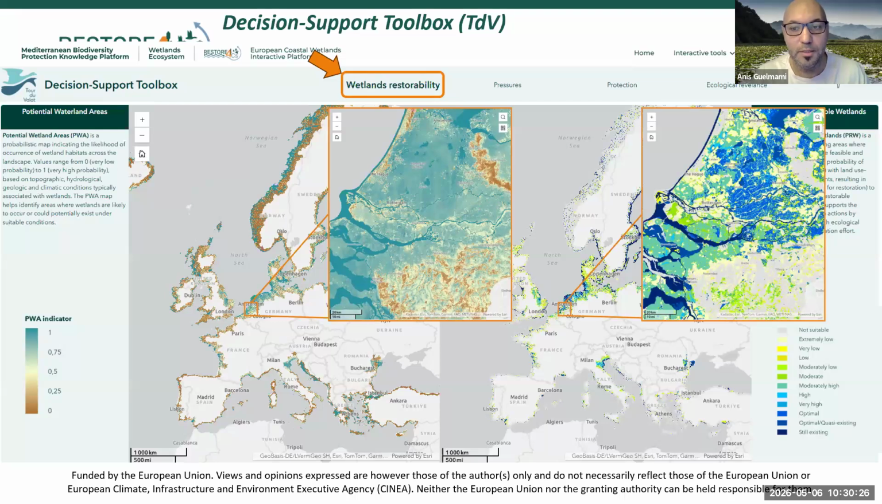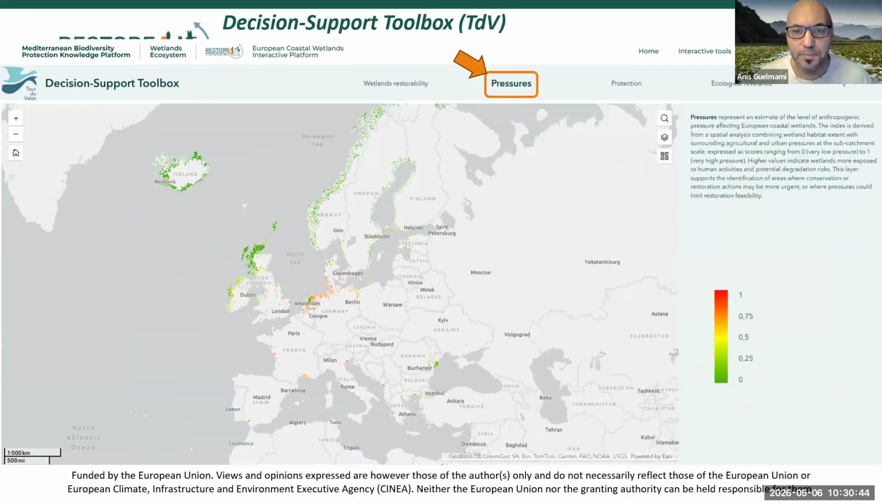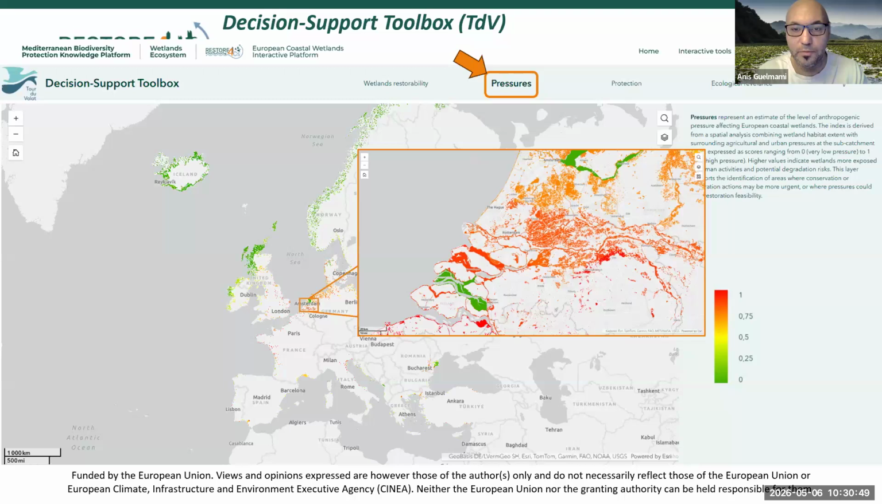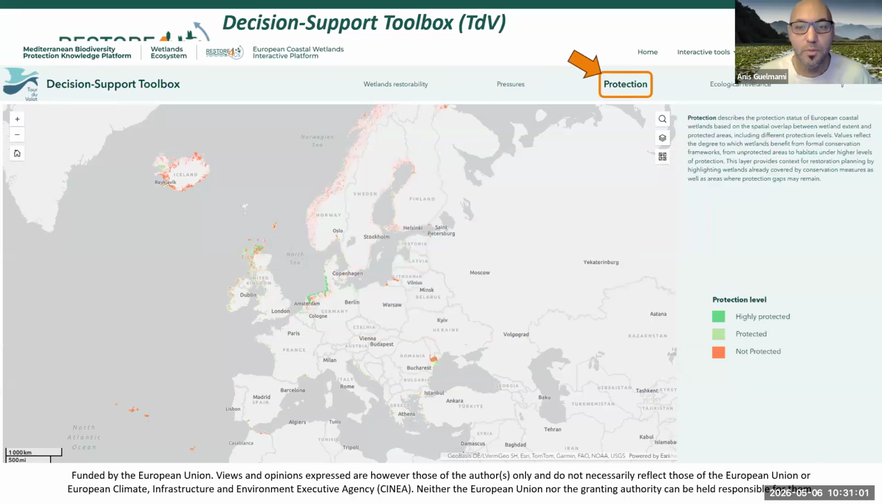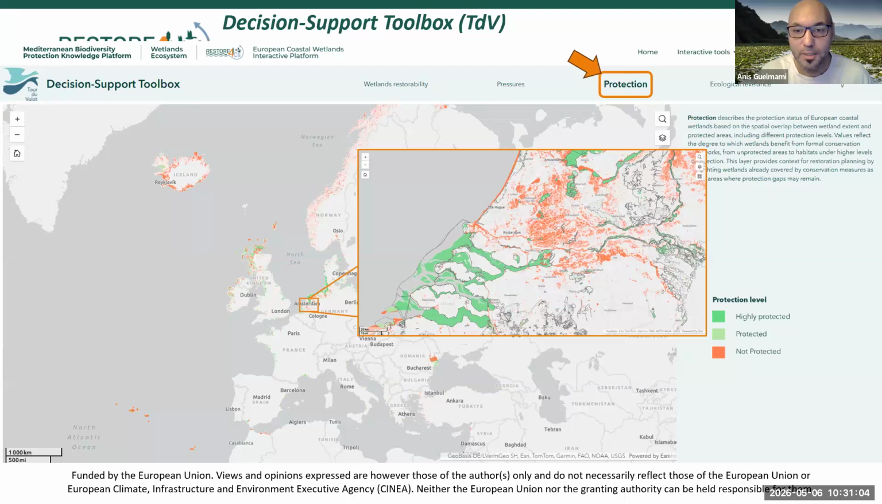Then you can also find within this interactive toolbox information on the spatial delineation of the potential wetland areas and an assessment of the effort needed to restore the lost wetlands. So all the wetland habitats that have been converted into other land uses, as well as additional information on the level of pressure for all coastal wetlands. You have these pressures analyzed in a comprehensive way at the pan-European scale for all coastal wetlands, as well as the protection level for all these wetlands based on the data available at the European and the global scale.